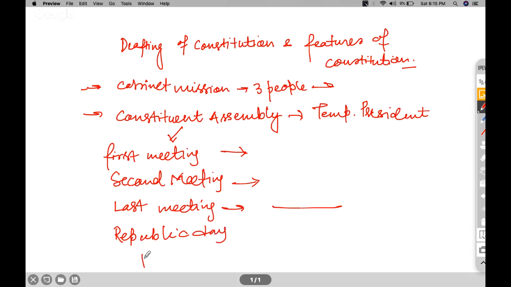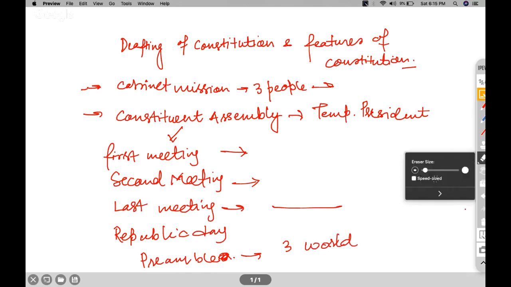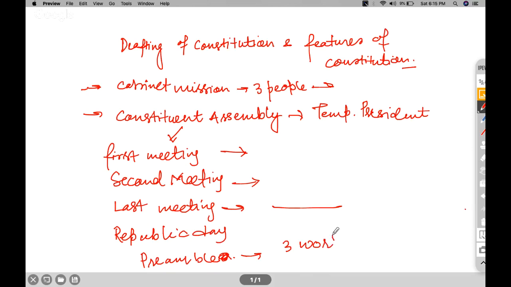We went to the preamble and likewise different other features. In the preamble, which are the three words added by a Constitutional Amendment Act? Which Constitutional Amendment Act was this? Everything you should do on your own. You do it by yourself.